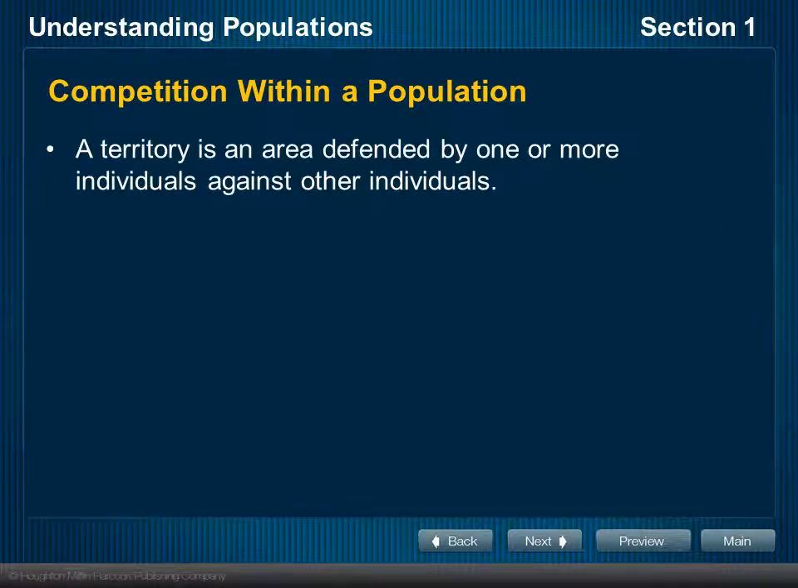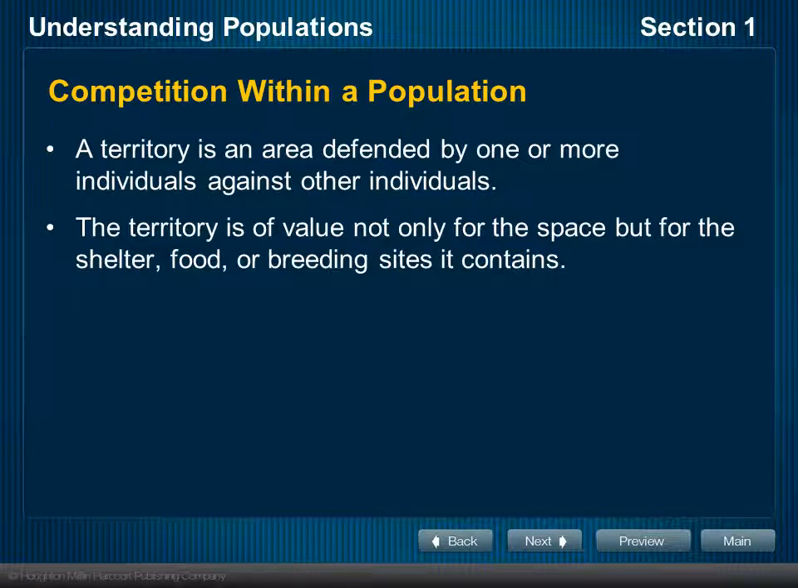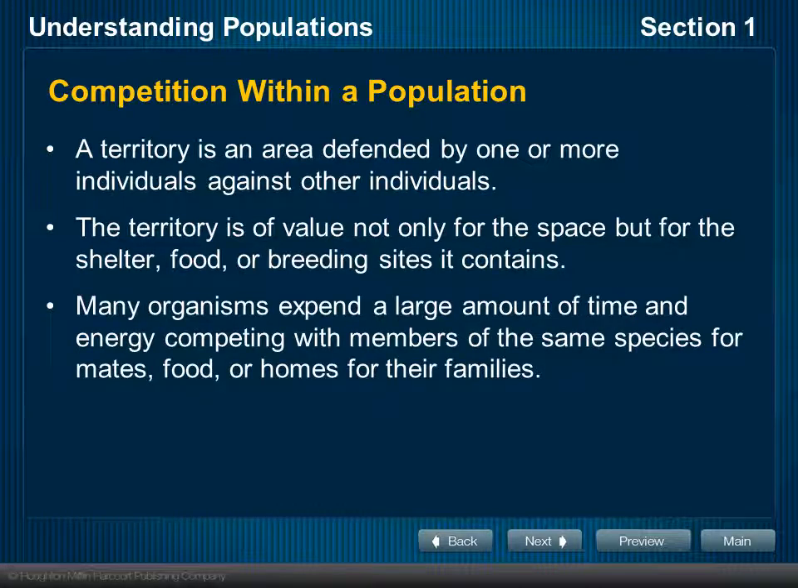So you have competition for territory, which is an area defended by one or more individuals against other individuals. Territory is valuable because it gives space, it gives shelter, it gives food, it gives breeding opportunities and breeding sites. So territory is very, very important in terms of understanding species and their interactions within an ecological study. And we actually find organisms expending large amounts of energy and large amounts of time competing.